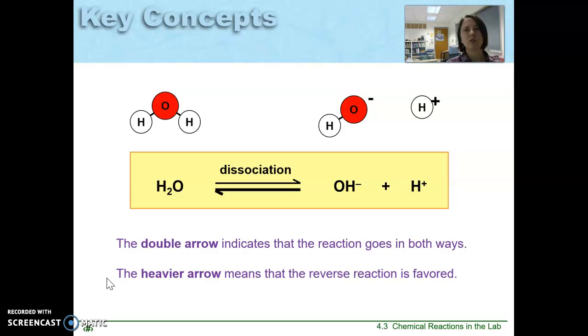0 to below 7 is acidic, 7 is neutral, above 7 is basic, and that pH scale measures the hydrogen concentration because that tells us how acidic something is. So let's kind of see where that comes from. So we have water, and it will naturally dissociate into OH negative and H plus, naturally, just a little tiny bit. This double arrow means the reaction can go both ways, and the heavier arrow means that almost all of it is water, and just a little tiny bit of it is broken up into these ions.